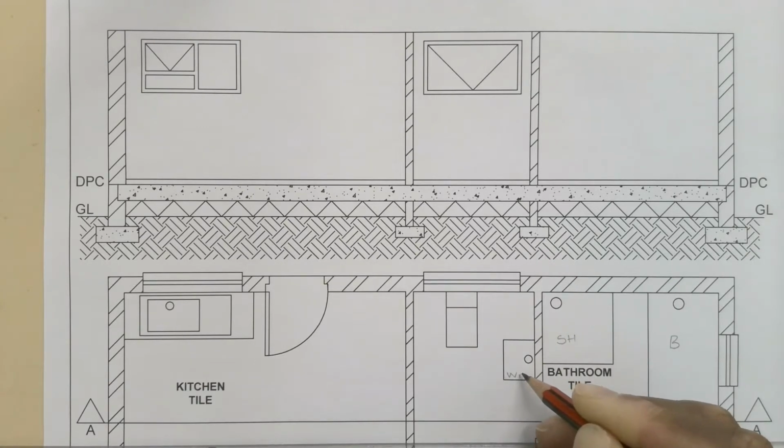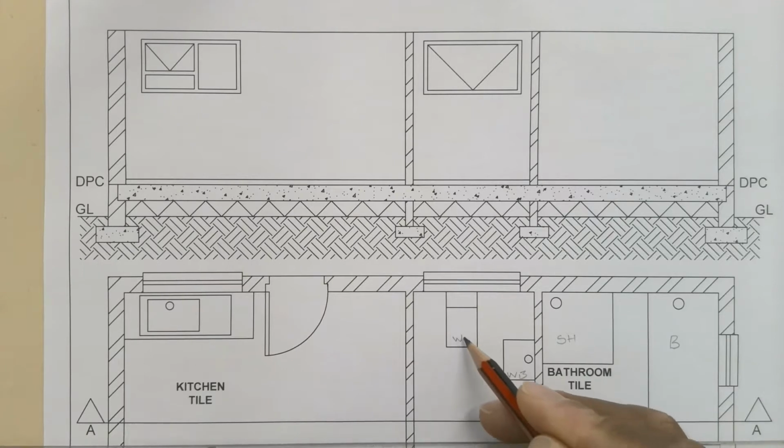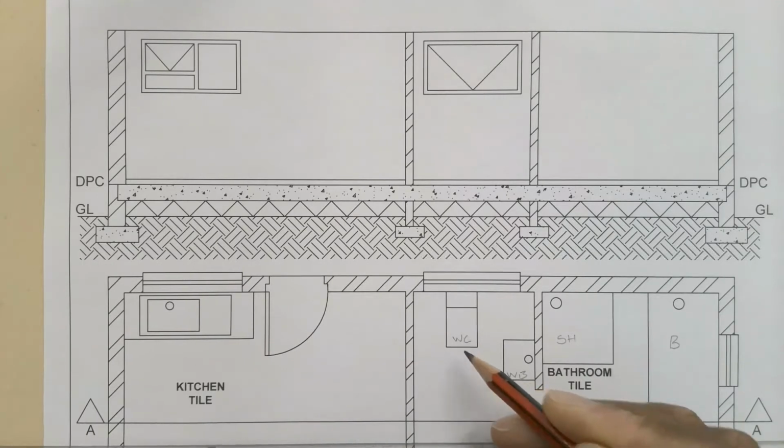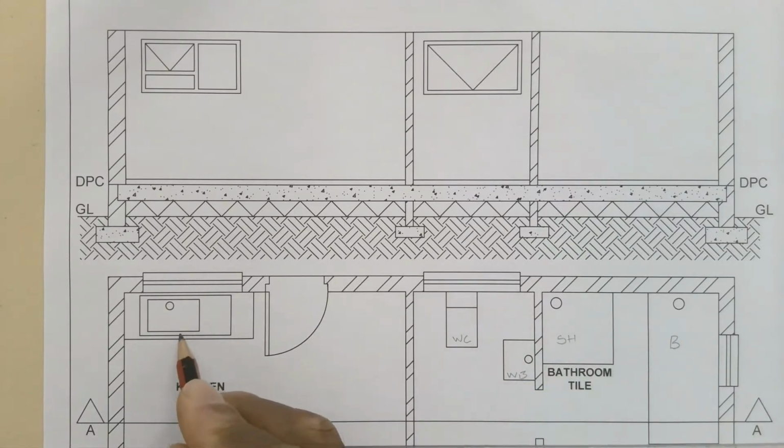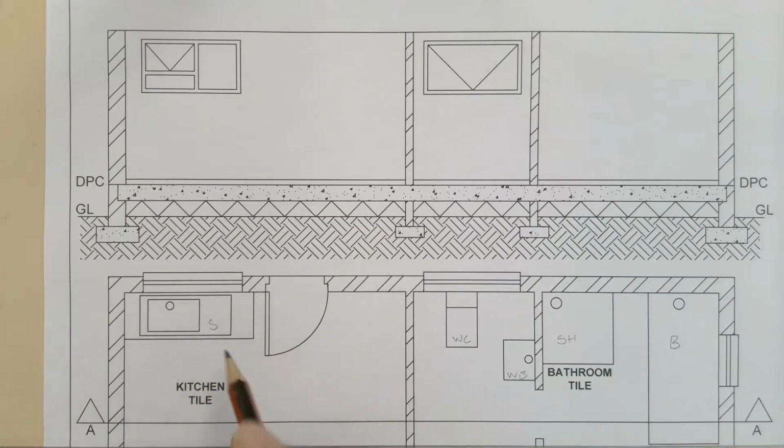Alright, so here we have a water closet, which is labeled as WC. Then we move on into our kitchen sink, which is labeled as S. This is our kitchen sink. It only has one bowl on it, so we're going to show you just one bowl for now.